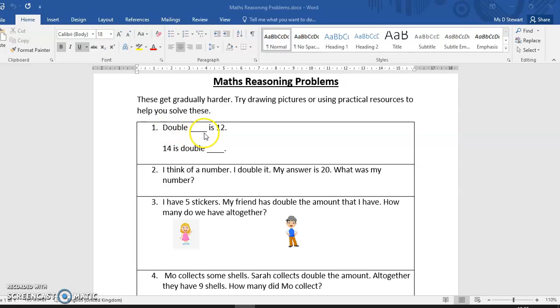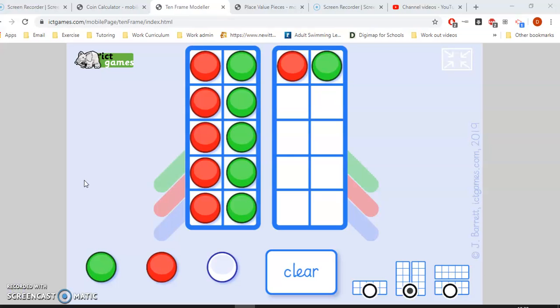This one says double something is 12. If you don't know your doubles just off the top of your head, then you might use some practical resources to help you. Let's have a look at the tens frame for that one. To see what double 6 is, I can show it like this. I've made 12 as my starting point, and I've put them in two different colours. We've got 1, 2, 3, 4, 5, 6, and another 1, 2, 3, 4, 5, 6. So if we've got two sixes, it's 12. Double 6 is 12.